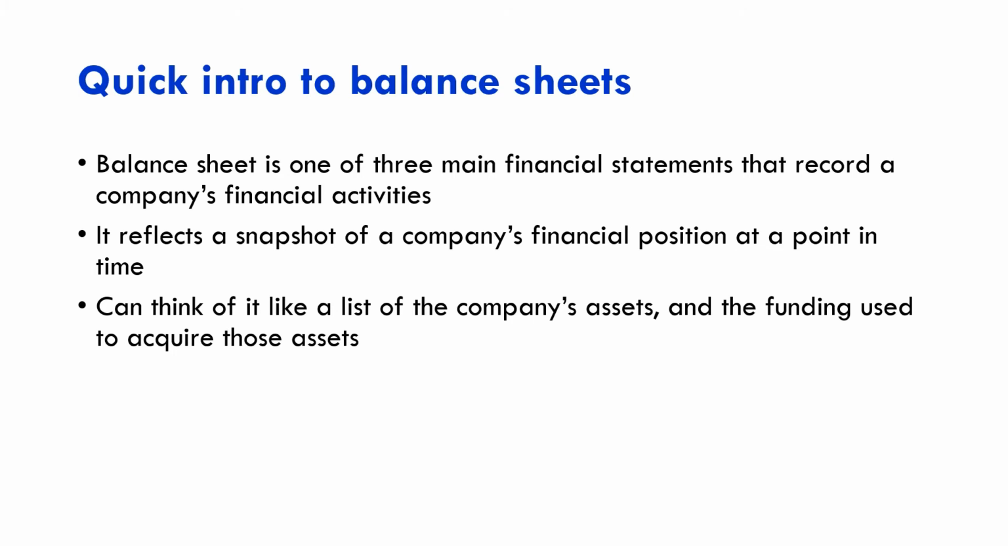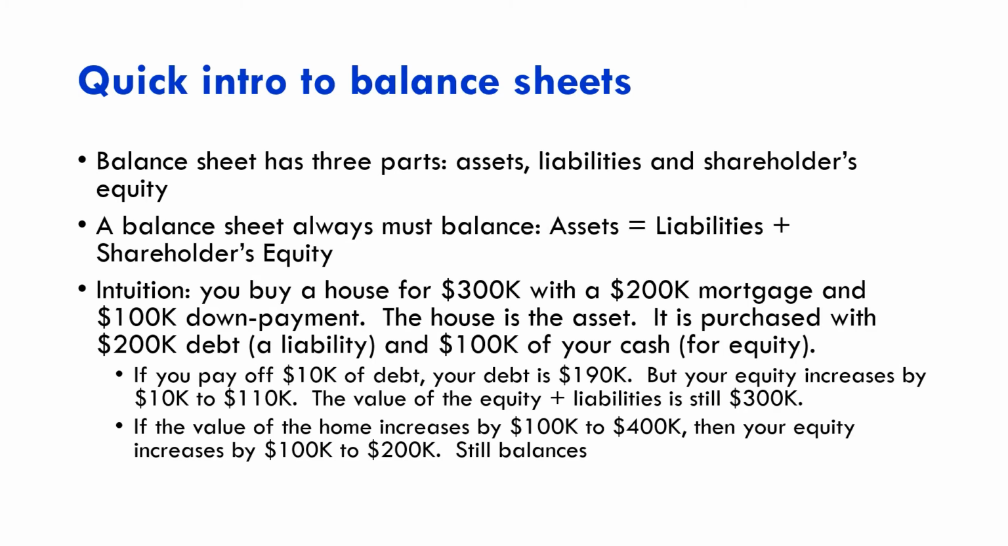A balance sheet reflects a snapshot of a company's financial position at a given point in time. You can think of it like a list of the company's assets. Assets include things like cash, manufacturing plants, and intellectual property. And then you also have the funding used to acquire those assets. If you think of it like double entry accounting, you have the things you acquire and then the resources you use to acquire them. So let's take a look.